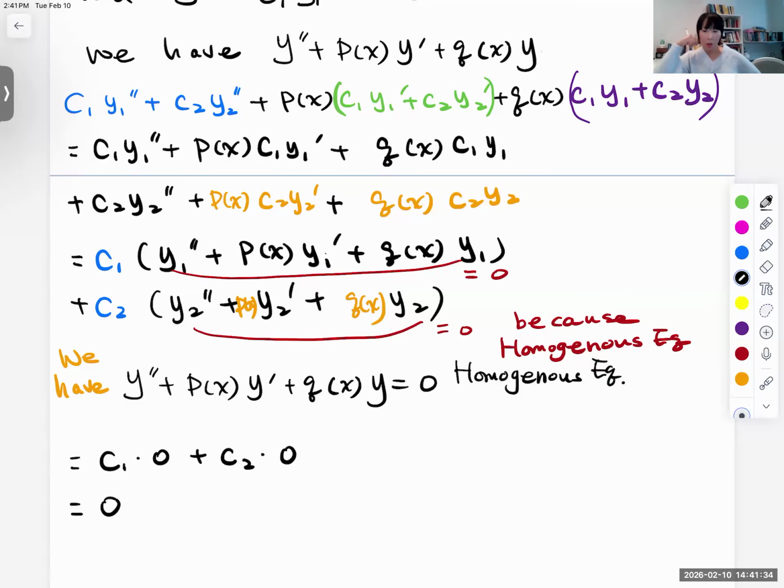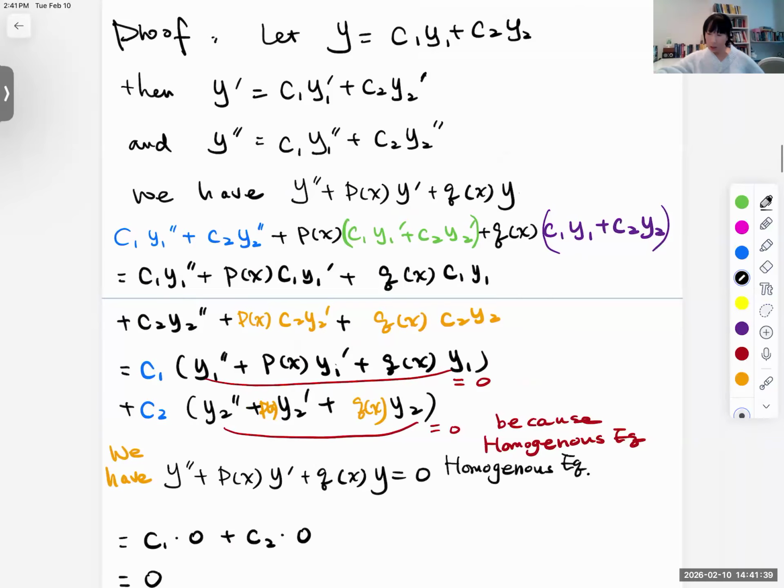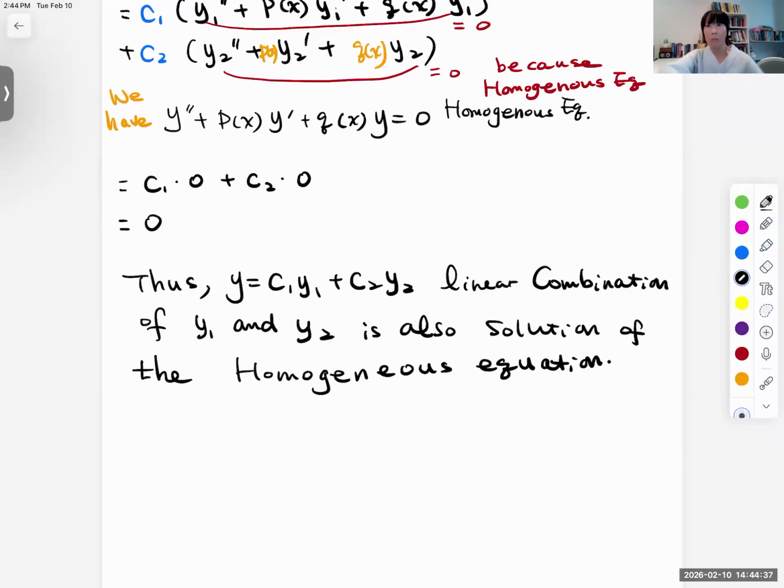So look, we start with a linear combination and then we substitute into the homogeneous equation. Still, we get the homogeneous equation, so it works. So we say that the linear combination of y sub 1, y sub 2 is also a solution of the homogeneous equation. All right, so let me write this down. I wrote down here the conclusion.